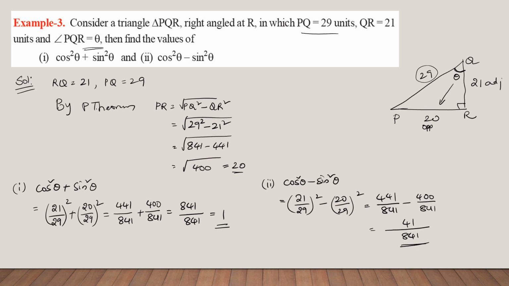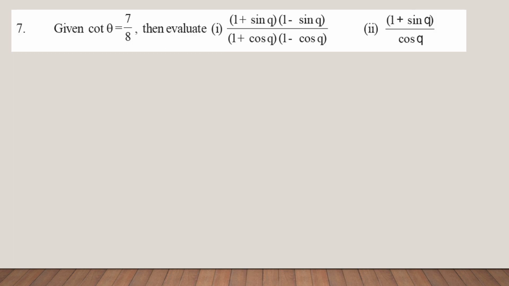Next, moving on to the next question similar to this. Here it is given that cot theta is equal to 7 by 8. We need to find out 1 plus sin theta into 1 minus sin theta by 1 plus cos theta into 1 minus cos theta, and also 1 plus sin theta by cos theta. These values we need to find out here.